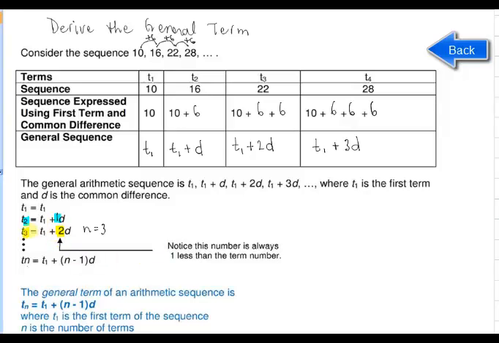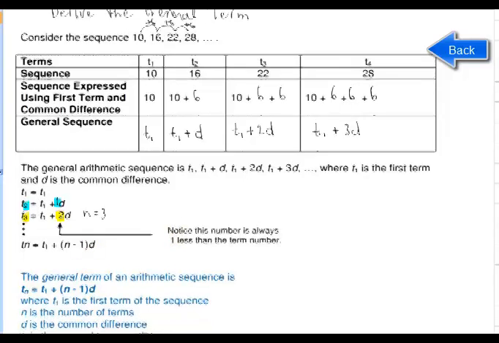So we can generalize this formula even more. For any given term, T subscript n, I can find it by taking the first term and adding that to the term number minus 1 times the common difference.